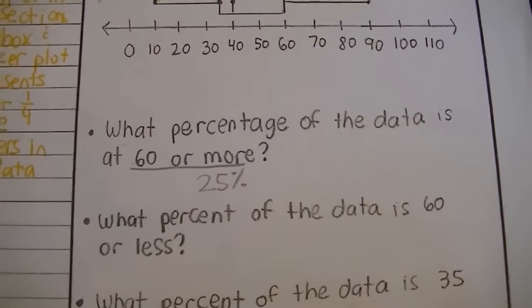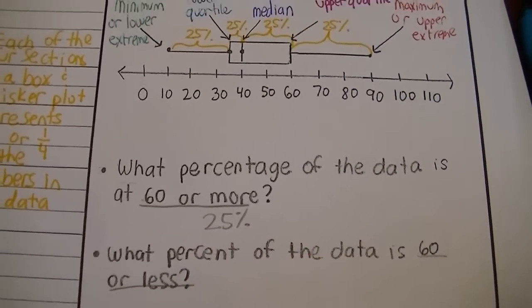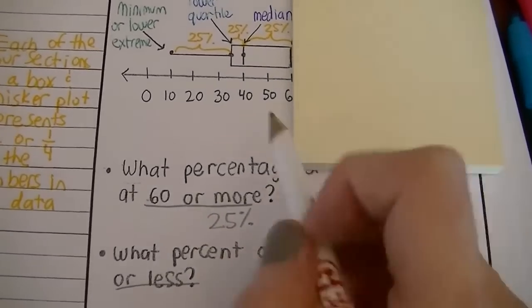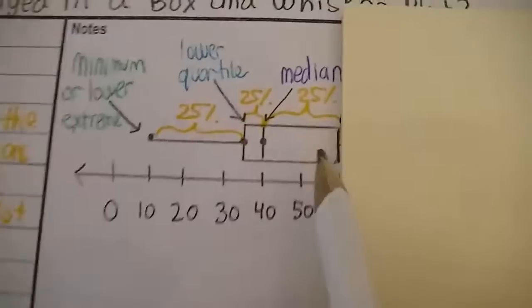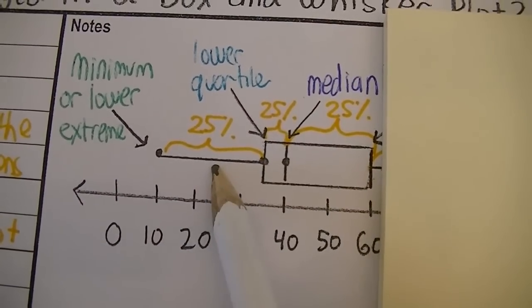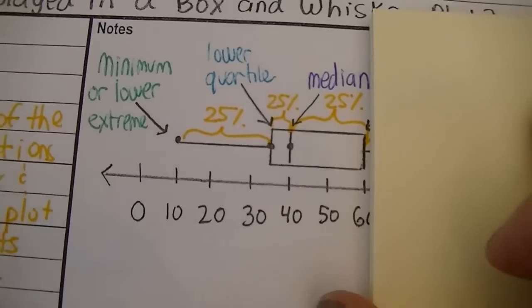What percentage of the data is 60 or less? Well, look at 60 again. 60 or less. Well, there's 25% plus 25% plus 25%. 25 plus 25 plus 25 percentages is 75%.